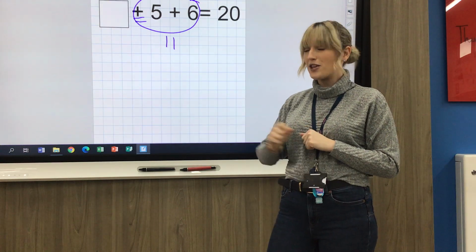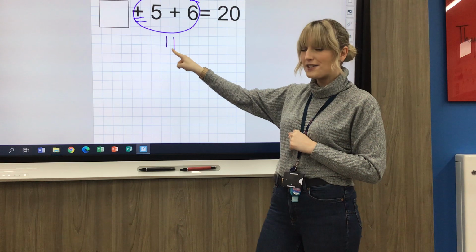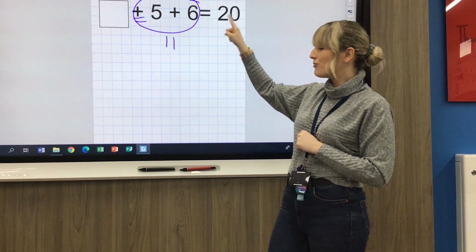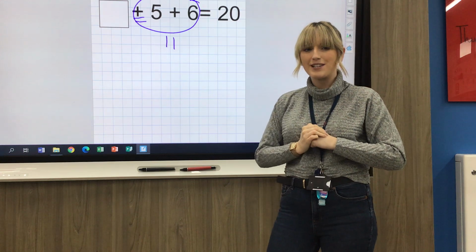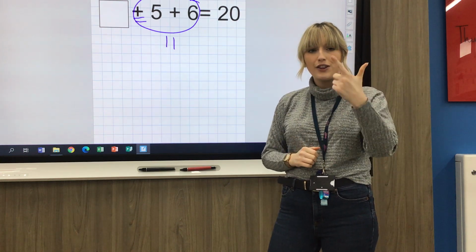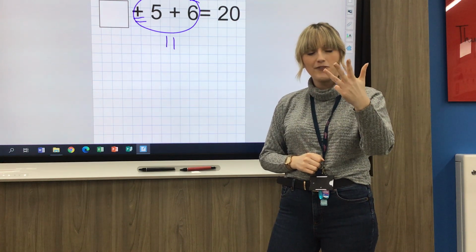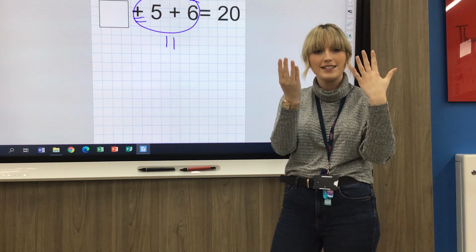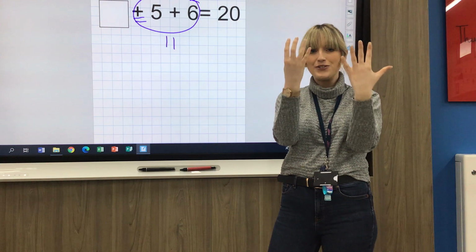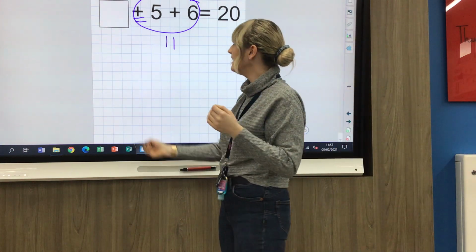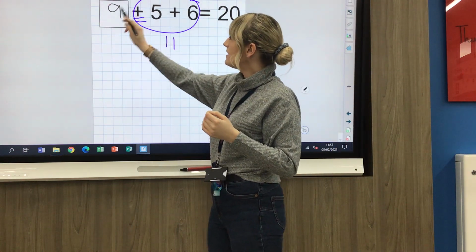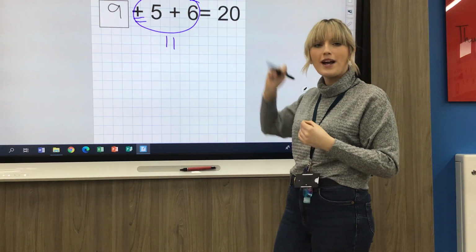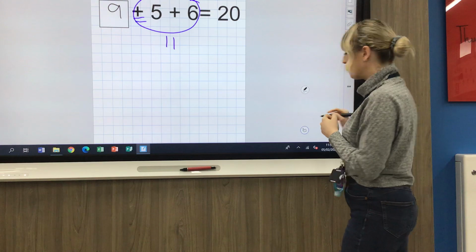And I think some of you might have used your number bonds to know that there's a 1 in the ones column. And I've worked out what that missing number is. Let's count. 11, 12, 13, 14, 15, 16, 17, 18, 19, 20. Well done. If you knew that missing number was 9, so it would be 9 add 5 add 6 equals 20. Let's look at one more of those.